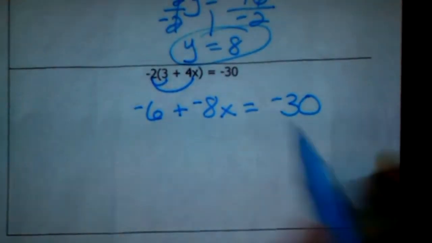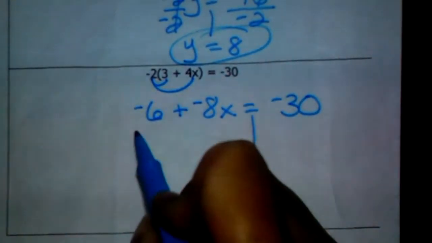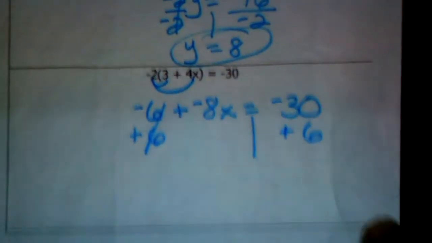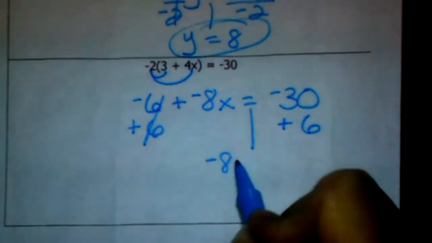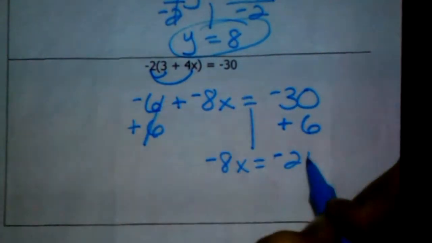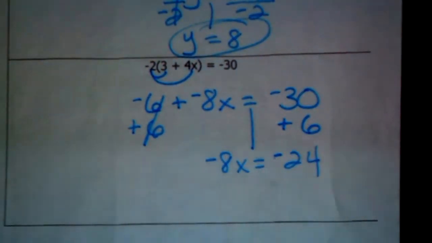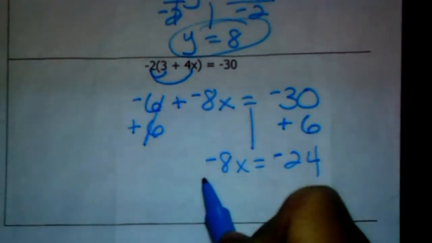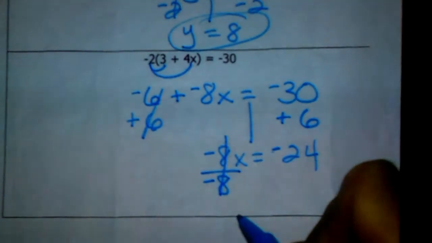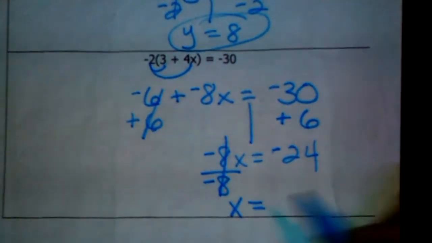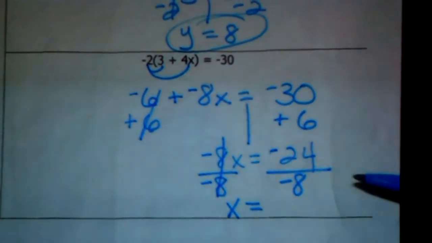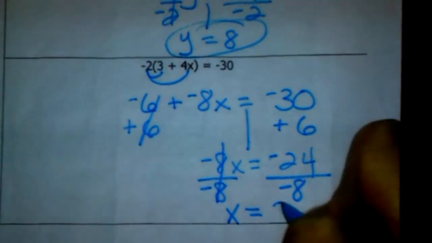Now you should be like, wow, I could do that one in my sleep. All right, we're going to get rid of the constant term first by adding a positive 6. Do that to the other side as well. So I'm left with a -8x. This here leaves me with a -24. All right, get rid of a -8 by dividing by a -8, because a number divided by itself is 1. So I have 1x, or just x. Divide by a -8 over here. -24 divided by a -8 is a positive 3.